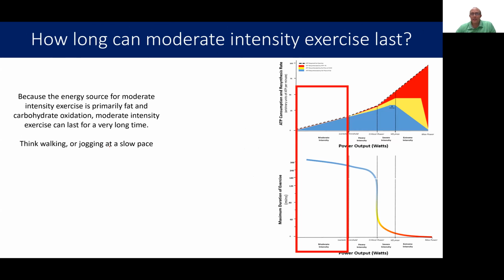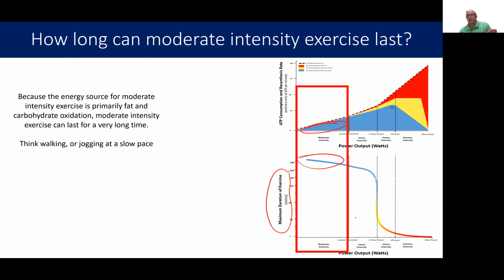Now, moderate intensity exercise is extremely sustainable because we're using this aerobic metabolism, which is very, very sustainable. You can go on for a long, long time. This is like walking or jogging at a slow pace. We're talking hours. If you go on a hike, chances are most of the hike you're at a moderate intensity exercise. Okay, so we have our maximum duration or sustainability way up here.